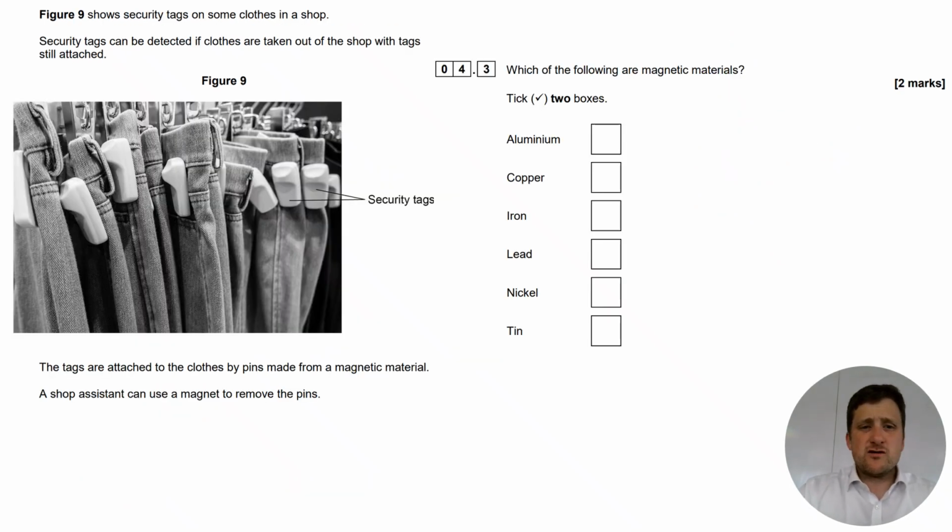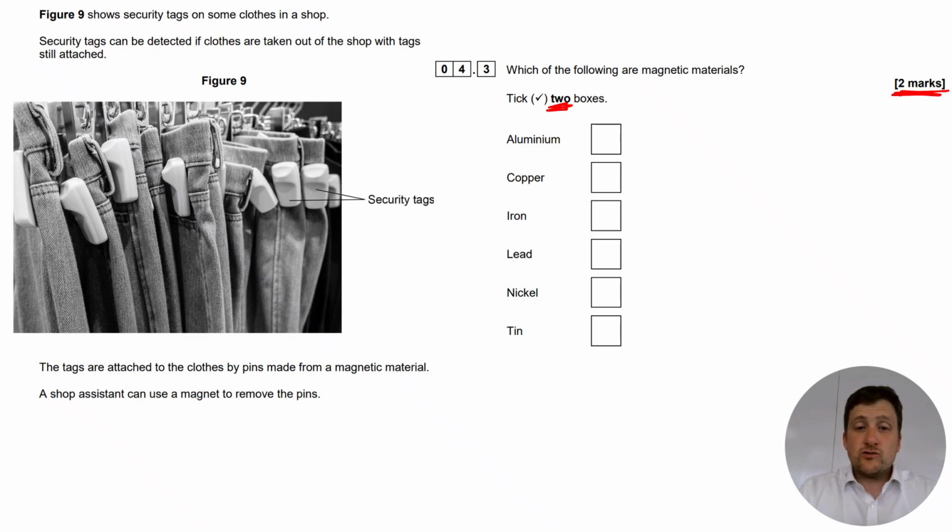Okay, we have a figure of some jeans with security tags. It's not a scientific diagram, so it's not as important to us. We don't have to spend loads of time on it. But it then says which of the following are magnetic materials. Well, we look at the marks. It's only worth 2 marks. It also says tick 2 boxes, which means we're going to get 1 mark for each.